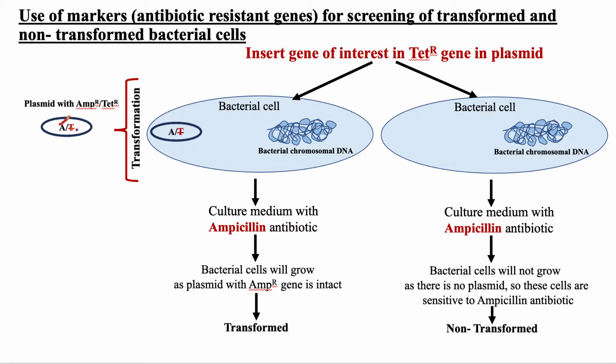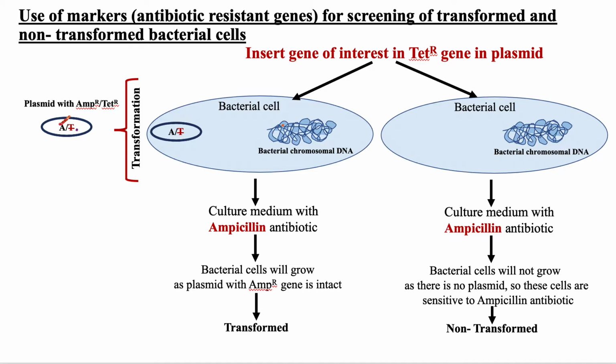It will be sensitive to tetracycline, so these bacterial cells will die. On the other hand, they will be resistant to ampicillin because we did not interrupt the ampicillin resistant gene. The ampicillin resistant gene is working. Now, if we add ampicillin in a growth medium or a culture medium, then these bacterial cells will ultimately grow.